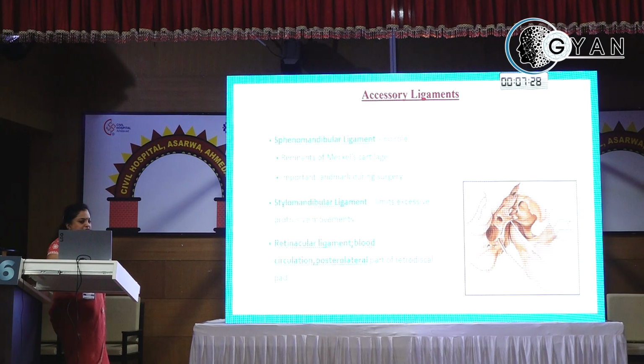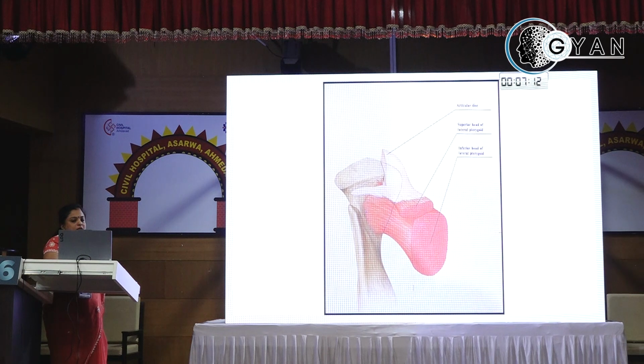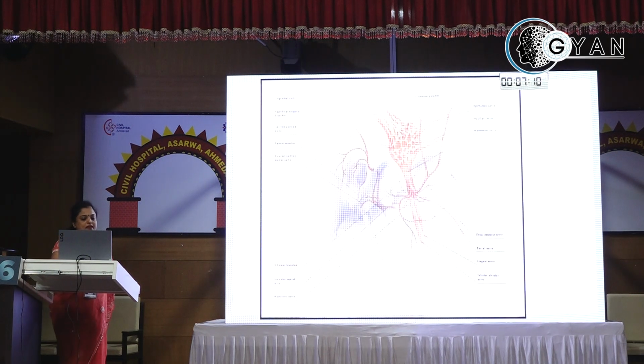The accessory ligaments are attached to the spine of the sphenoid and the styloid process; we have the stylomandibular ligament, and the retinacular ligament, which is the supply towards the capsule, towards the posterior lateral part of the retrodiscal pad. This is another accessory ligament which is seen. Each of these is important for us because we need to understand the various vascular supply, nerves and arteries which are attached in and around the TMJ capsule.